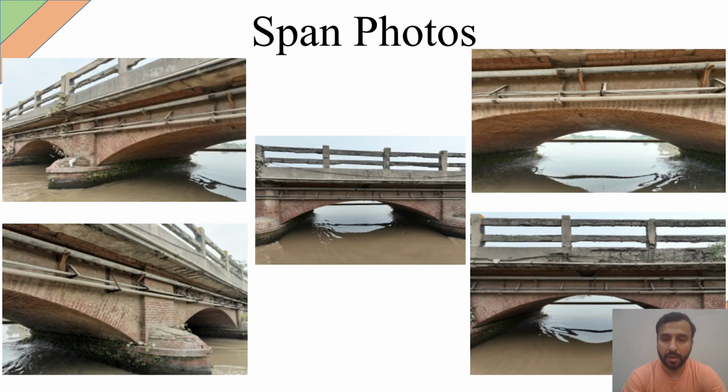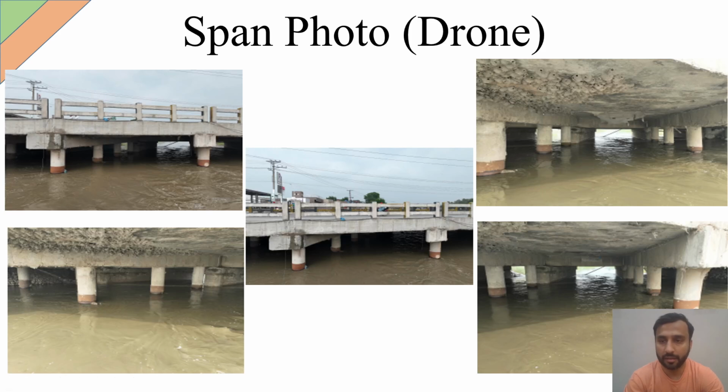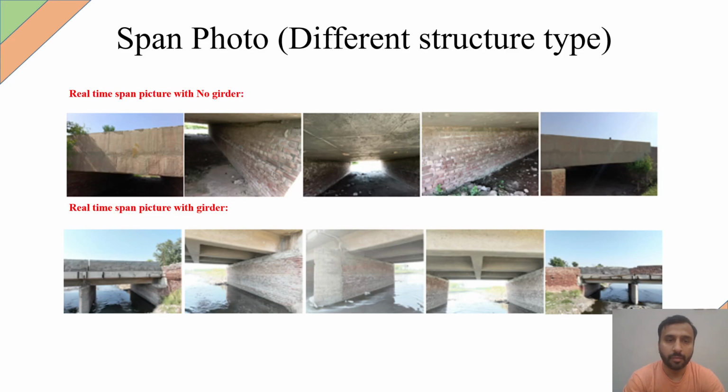Here are some span overview images that are self-explanatory. Here is another example where drones are being used for span overview. This is a real-time span picture with no girders, where I think a pole camera has been used. This is also a real-time span picture with girders.